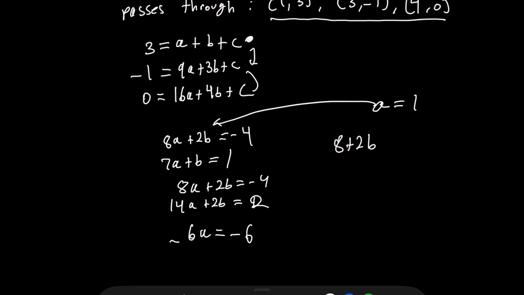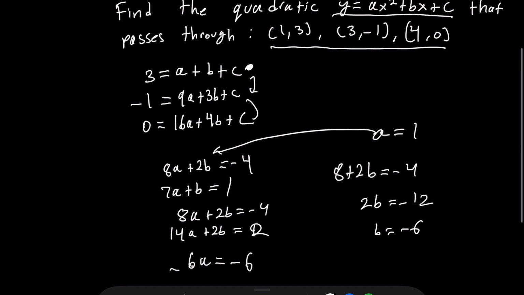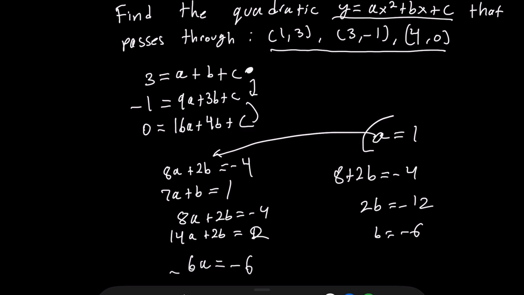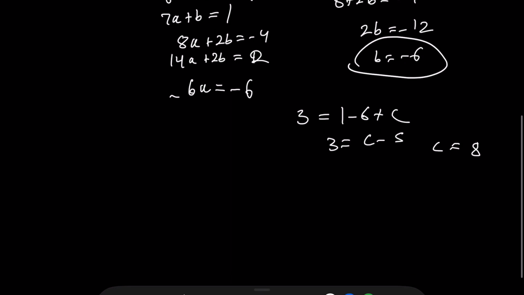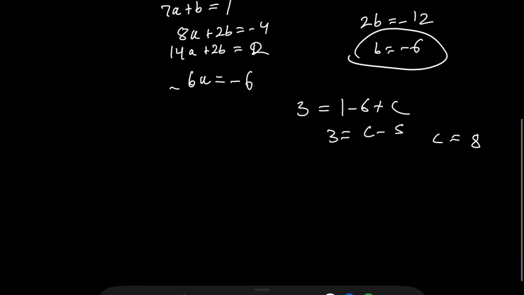Okay. Now we can take this a and we can plug it back into this. So 8 plus 2b is equal to negative 4. Okay. In other words, 2b is equal to negative 12. b is equal to negative 6. And now I'm just going to plug both of these into the simplest equation where we had all 3, and then we should be good. c should be equal to 8.